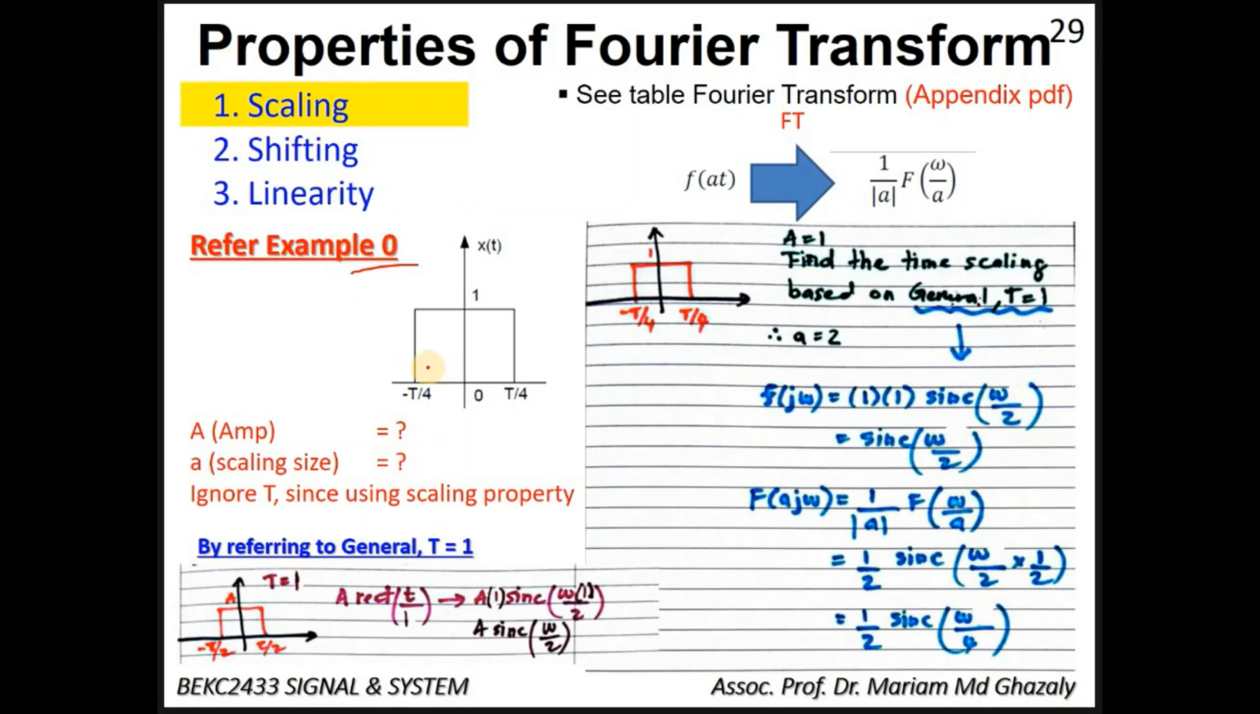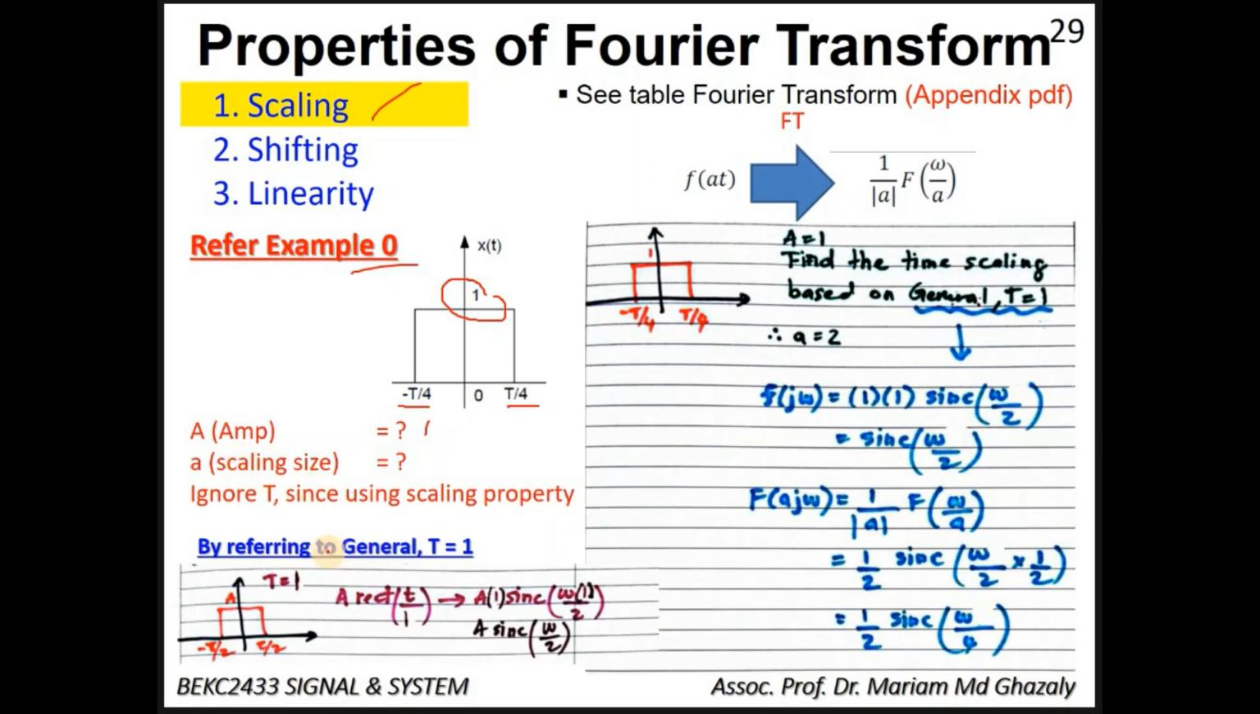Okay, so we are going to look at the scaling property first. You have the period from minus T over 4 to T over 4 with the amplitude A equal to 1. So I write it here. Capital A is the amplitude of the waveform, so A here is 1. Small a is actually the scaling size.